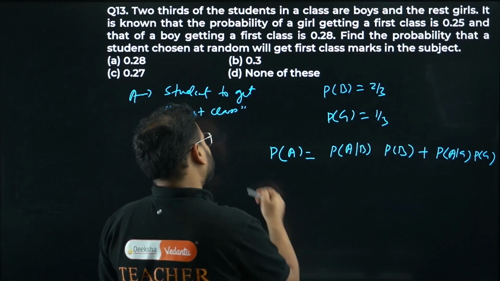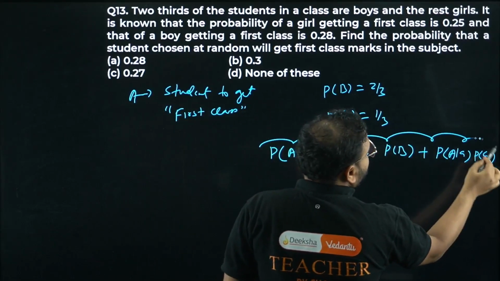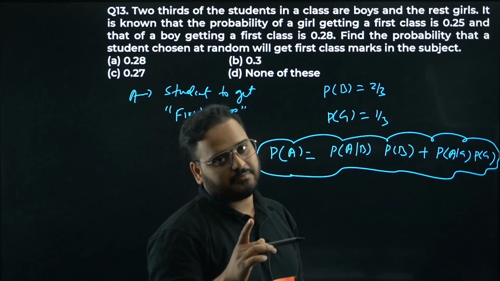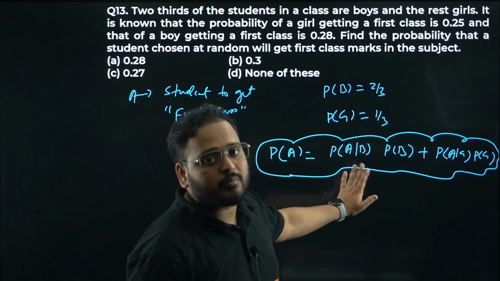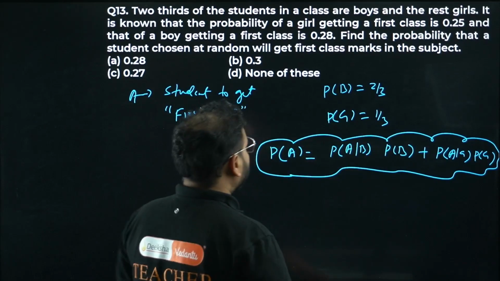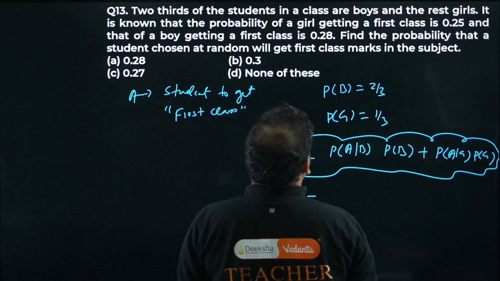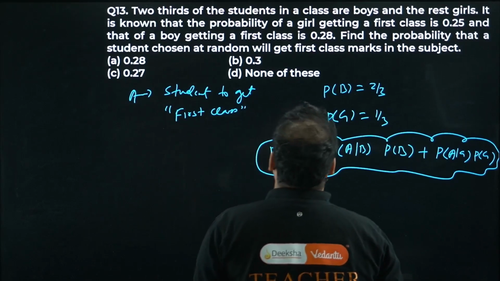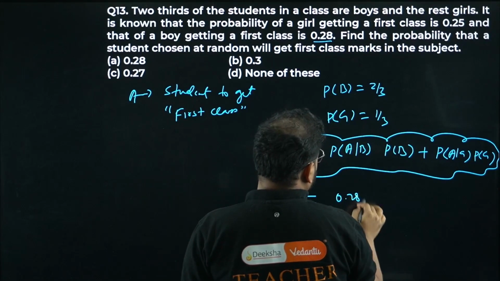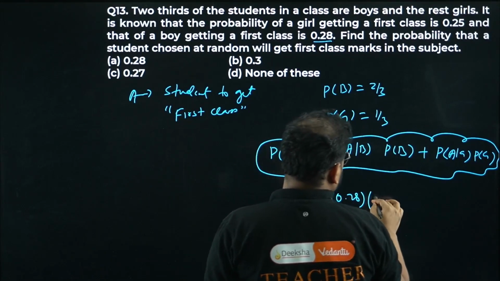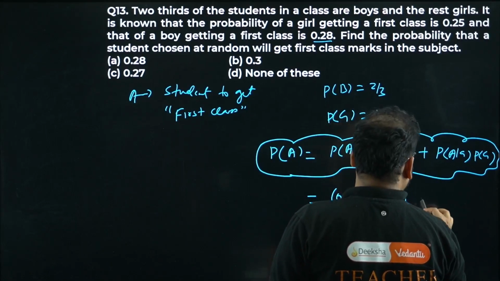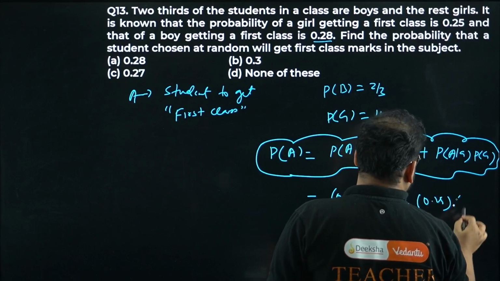How do we write this, sir? From the statement of total probability, please remember this. From where do we remember it, sir? From the denominator of Bayes theorem. This is the definition of total probability, and we write it in the denominator every time in Bayes theorem. So this will become, have a look: 0.28 is given for boys, and boys is 2 by 3. Plus I have PAG as 0.25 and 1 by 3.